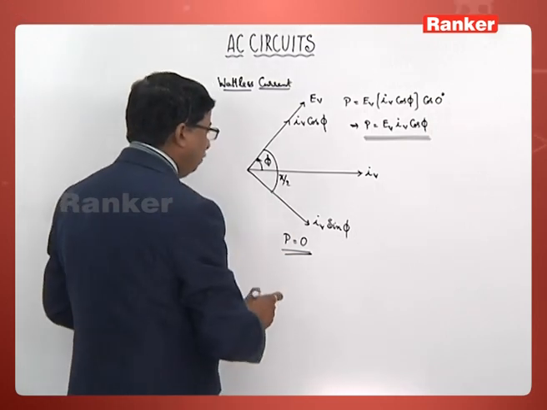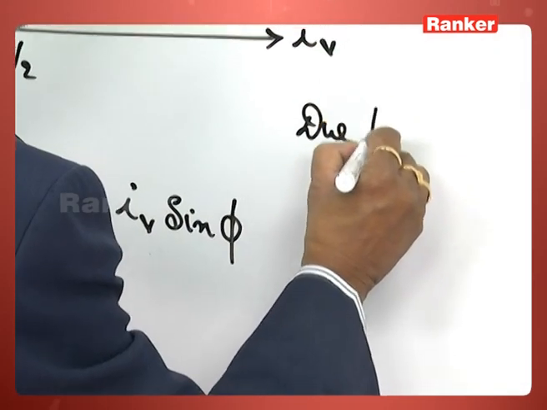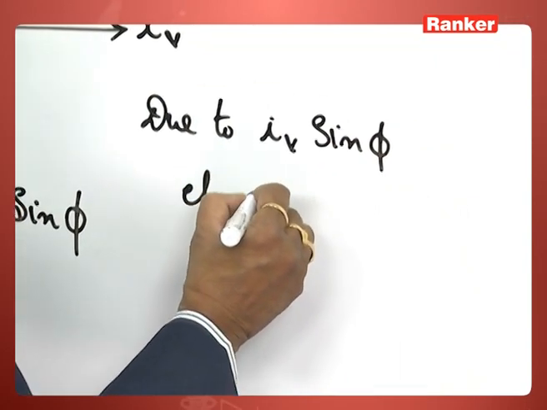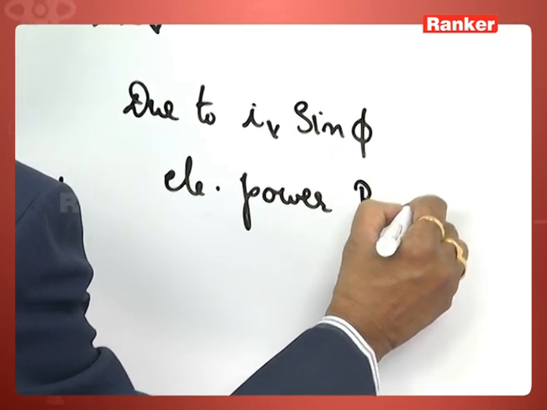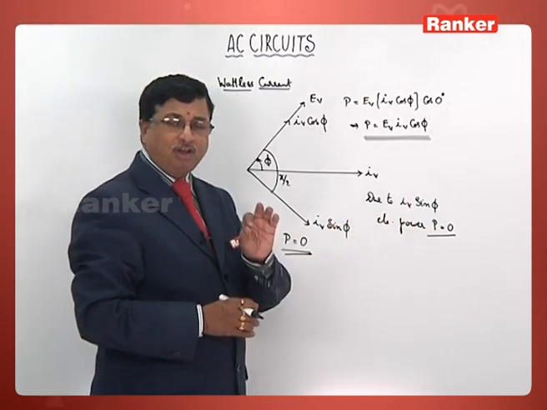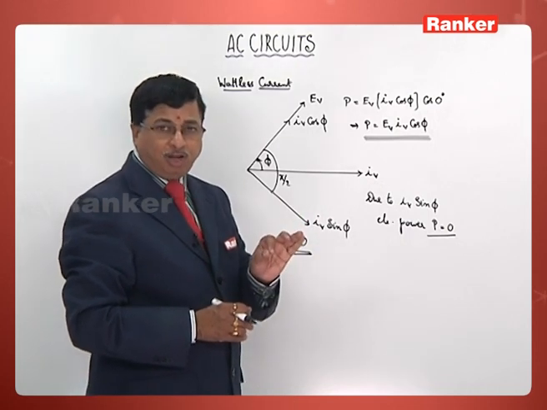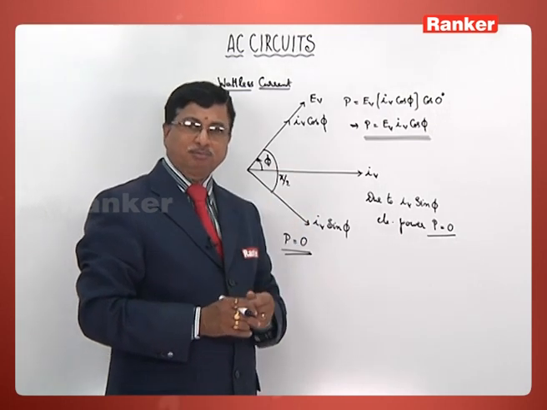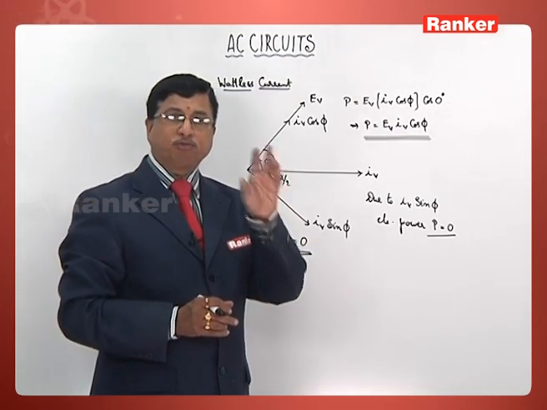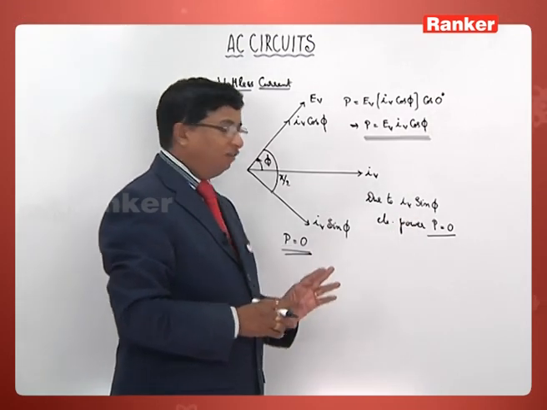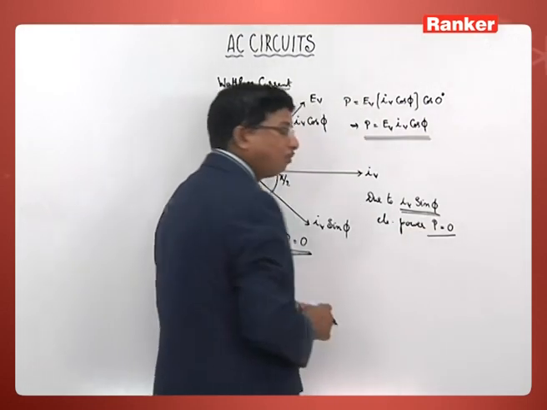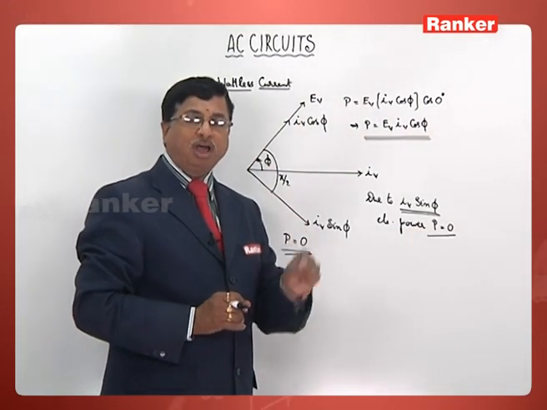So, what we should understand here is that due to IV sin phi, the electric power P is going to be 0. One can understand that IV sin phi does not contribute to the power in this total circuit. Only the other component, IV cos phi, contributes, which we used to find there. So, since IV sin phi is not contributing to the electric power, this itself is the component which is to be called the wattless component of electric current.